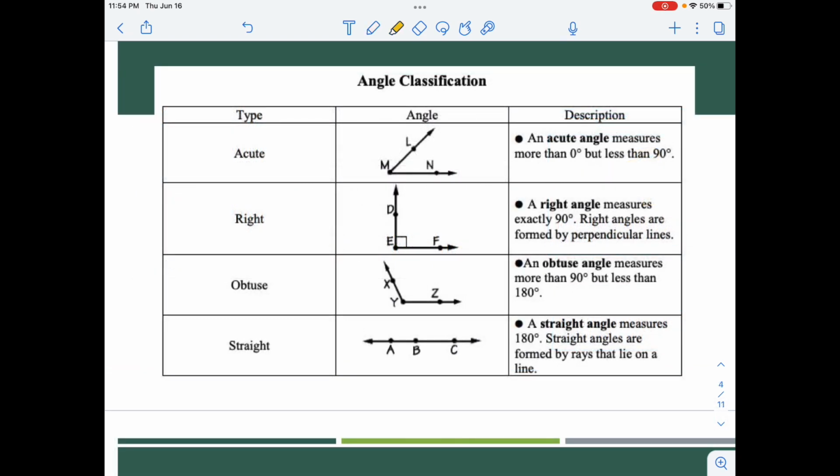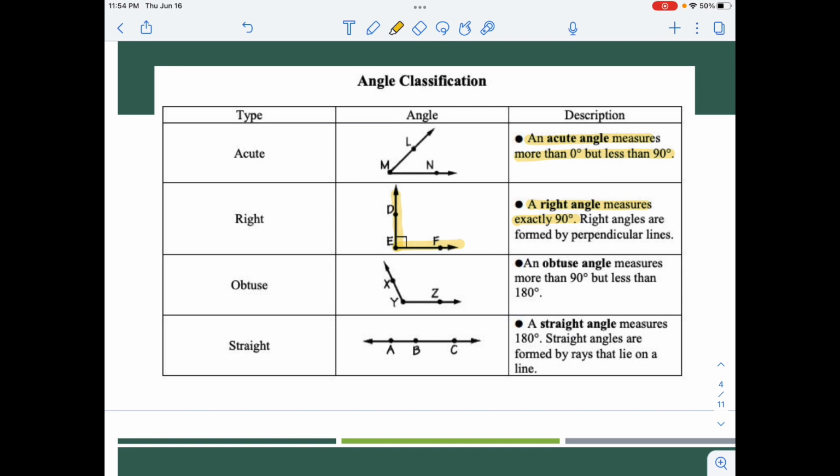An acute angle measures more than 0 degrees but less than 90 degrees. A right angle measures exactly 90 degrees. Right angles are formed by perpendicular lines. These two lines, called perpendicular lines, intersect at 90 degrees.